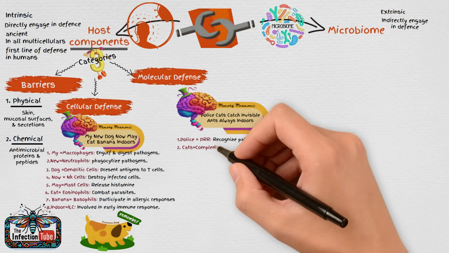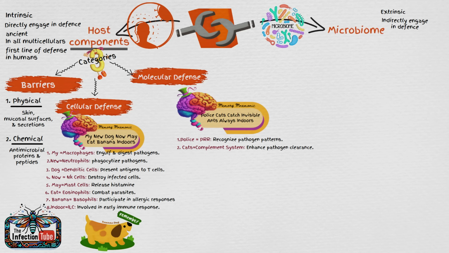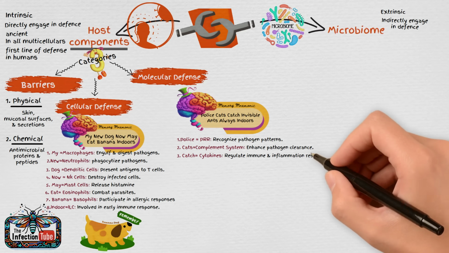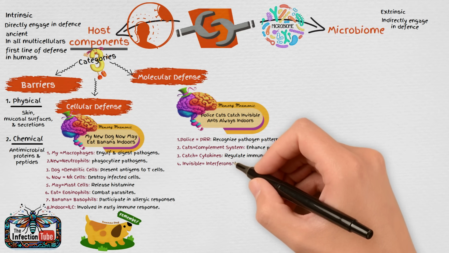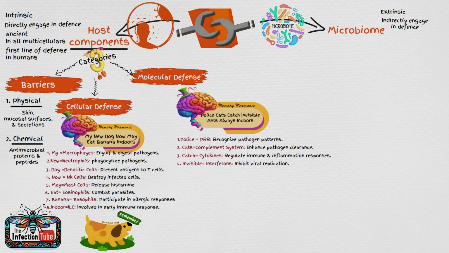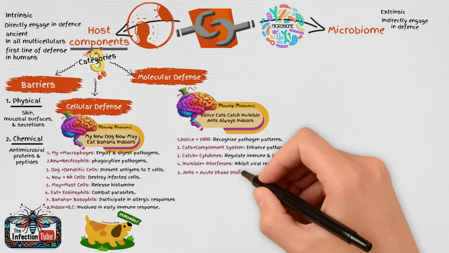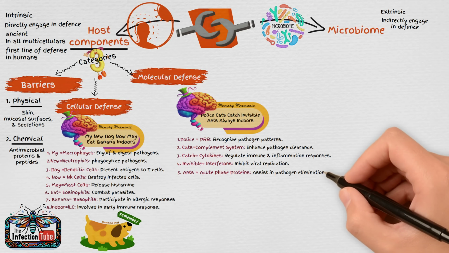2. Cats for complement system, enhance pathogen clearance. 3. Catch for cytokines, regulate immune and inflammation responses. 4. Invisible for interferons, inhibit viral replication. 5. Ants for acute phase proteins, increase during inflammation to assist in pathogen elimination.